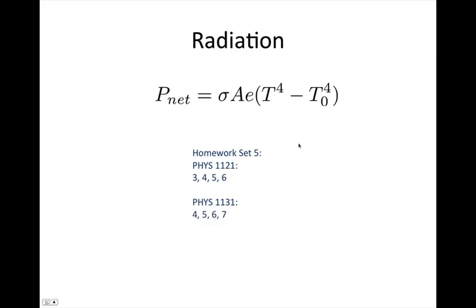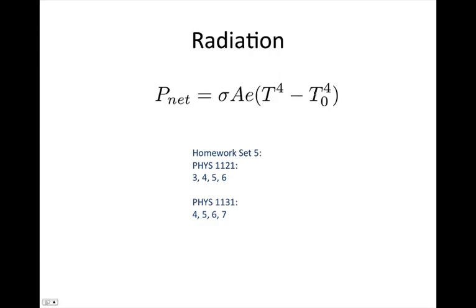Now what's more interesting than just the amount of heat that a body is emitting is the net heat flow, because a body sitting in its environment is absorbing energy from the surrounding environment as well as radiating it. So what we're really interested in is the change in energy of that body, so the net transfer of heat. This is given by sigma A E (T to the 4 minus T naught to the 4), where T is the temperature of the body and T naught is the temperature of the surroundings.